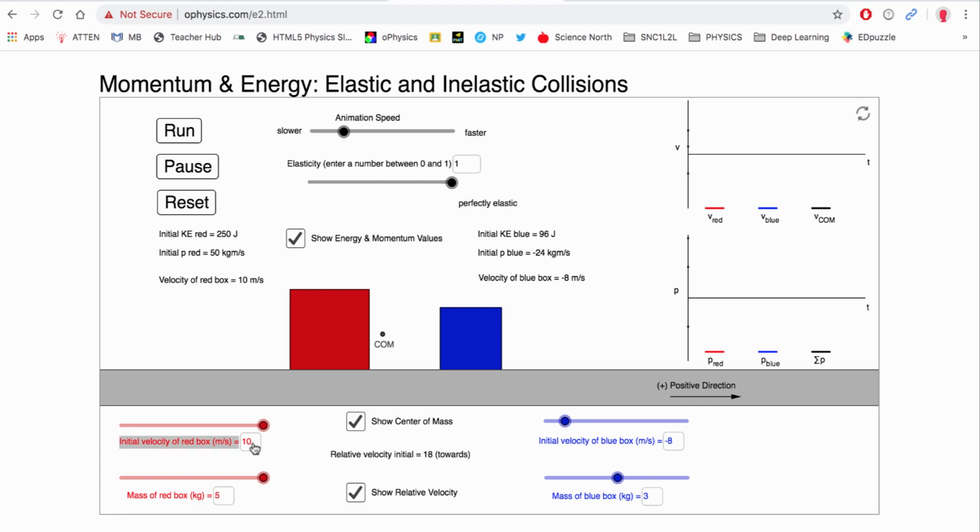So first thing I want to do is change this to have a velocity of 5. I'm going to give this a velocity of 0, and I want it to be of equal mass. I'm going to turn off this clicker right here, which is the center of mass, and now let's click run.